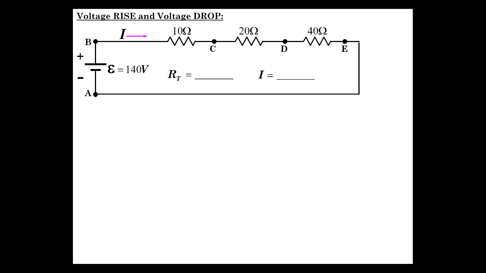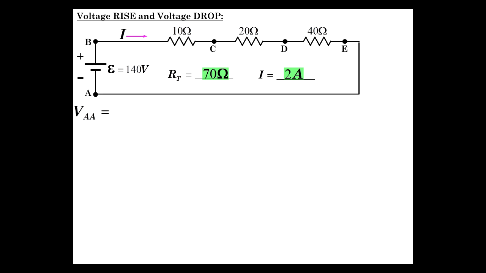Now, the total resistance, you just add them up. 10 and 20 and 40 gives us 70 ohms. The current, if you picked up on it, is proportional to the voltage and inversely proportional to the resistance. In fact, it's equal to those things, not just proportional. So it's 140 divided by 70. So that is 2 amps. That's the current flowing in the circuit.